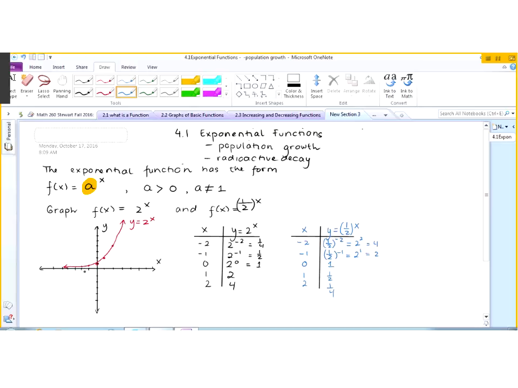So -2, 4. -1, 2 is right here. 0, 1, and then 1, half, and then 2, 1/4. All right. So this is y is equal to half raised to the x.